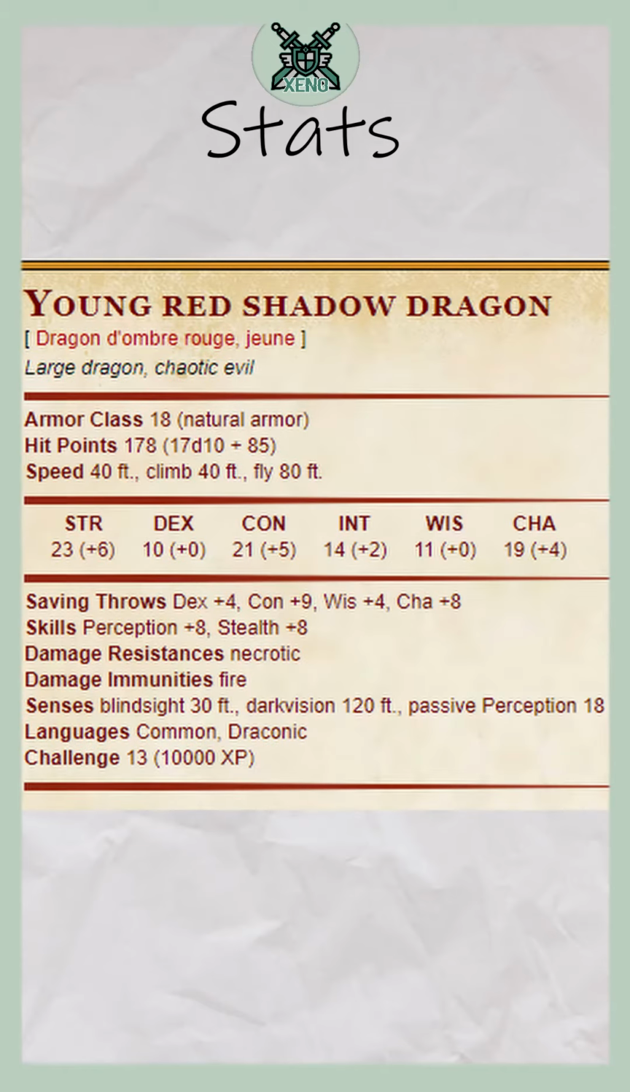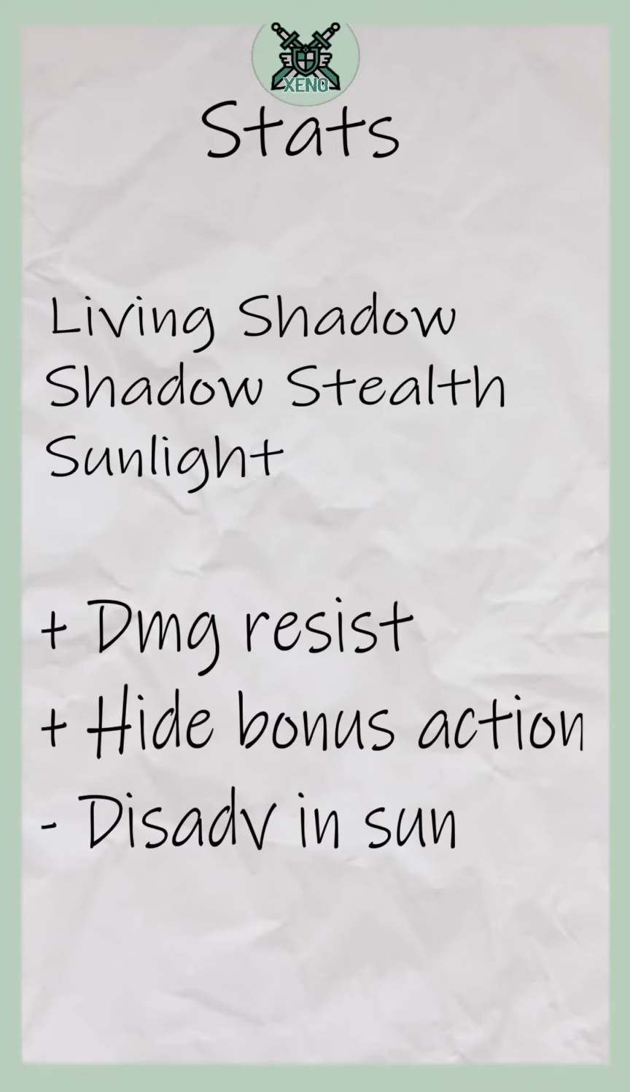Shadow Dragons have a typical dragon stat block. The Monster Manual's example is a young red Shadow Dragon, so I'll be using that. They get 3 new quirks and a Shadow Breath action. The 3 new quirks are Living Shadow, Shadow Stealth, and Sunlight Sensitivity. This all reinforces the dragon's hatred for light and the affinity for stalking.